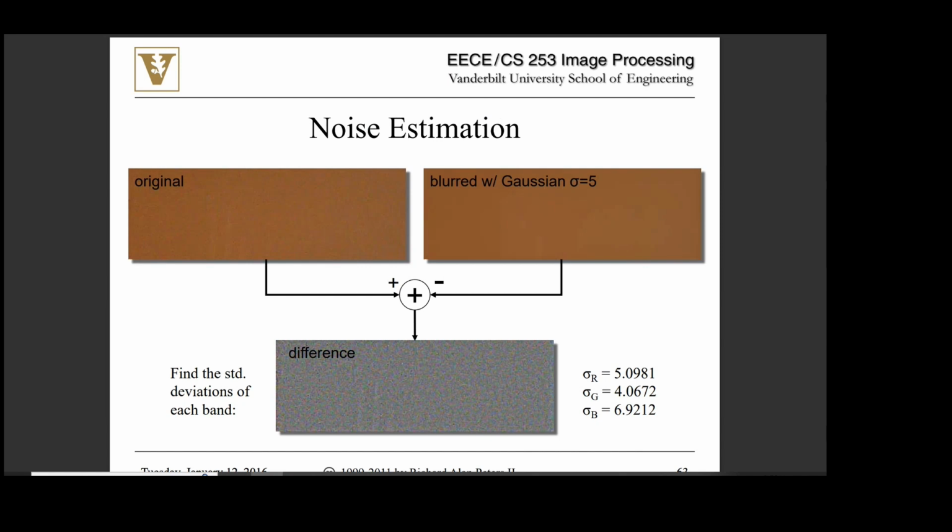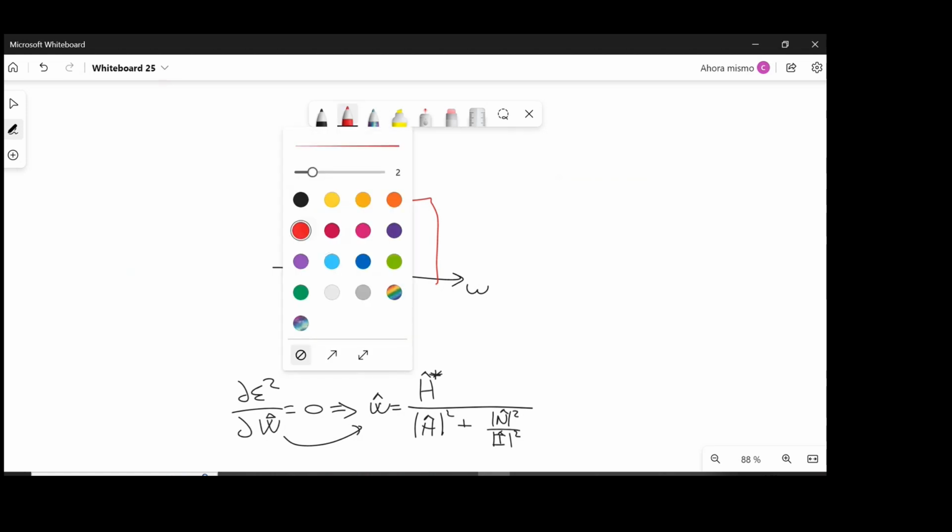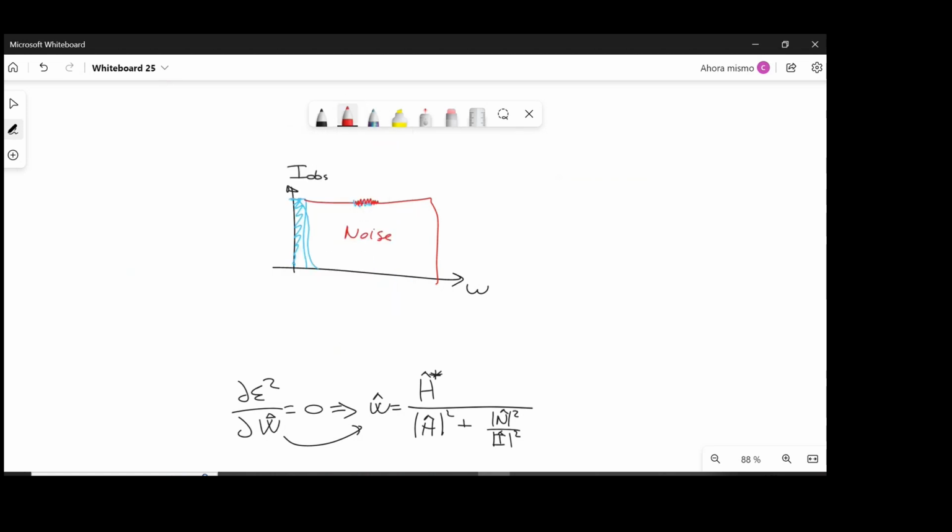So I can blur this with a Gaussian. This is the low frequency component. Now I subtract the two. If I subtract the two, what I'm left with is the noise. Because I'm assuming it is independent noise, it should be flat. If I estimate what this height is, I can extrapolate to this region too.